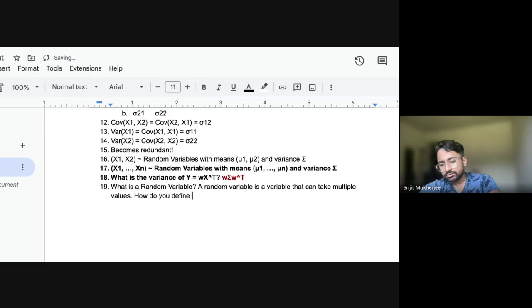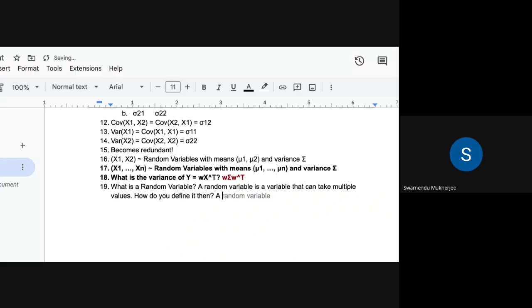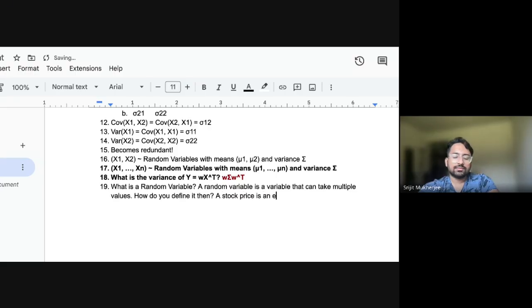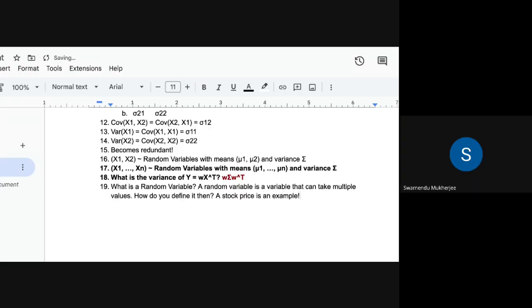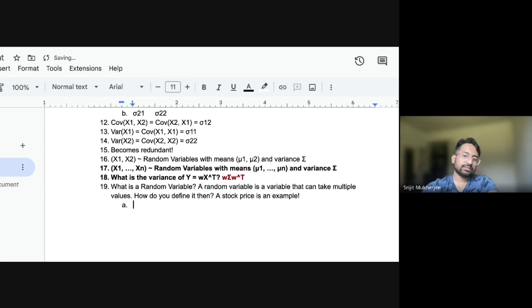So the question is how do you define it then? That's a simple question. A stock price tomorrow can take multiple values, right? So a stock price tomorrow is an example. So how do you define it? We define it like this: a random variable can take multiple values, but each of them, or the values around it, has certain probabilities.